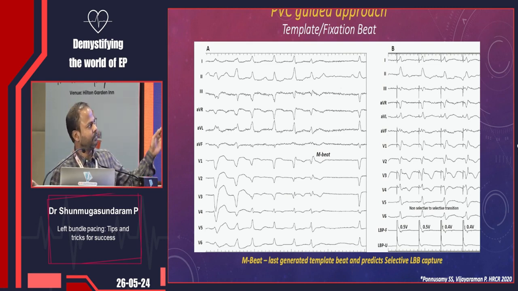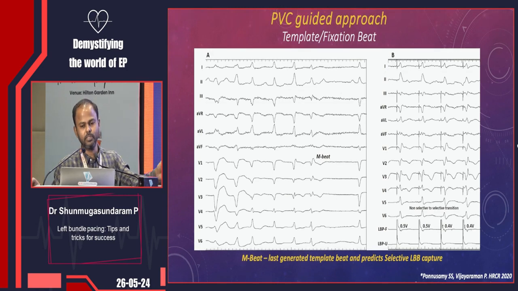Once you get specific PVCs of M morphology in lead V1, these are PVCs which are actually coming from the left bundle, and we call it an M beat. That means you have almost reached the target site. Any further rotation is going to produce perforation. So this M beat can be taken as a marker of the endpoint for giving further rotation. Once you are done, the next job is to confirm the capture of the left bundle. This is how we usually perform the procedure for the lumenless lead.